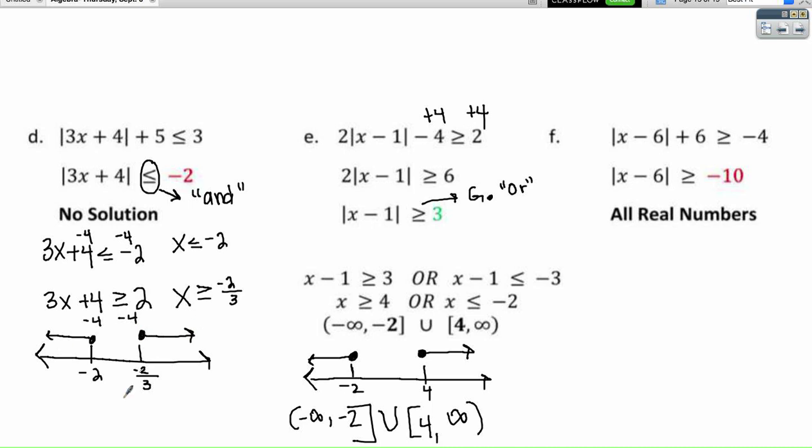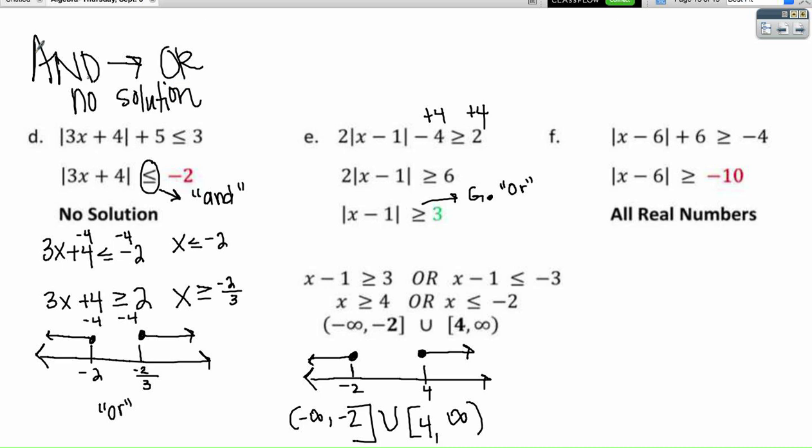Well, when I graphed this, it came out to be an "or," and it originally started as an "and." So a little tip here is, if an "and" statement comes out to be graphed like an "or" statement, so "and" becomes "or," this is always going to result in no solutions, because "and" is supposed to be where they overlap, and an "or" on the graph has no overlap.